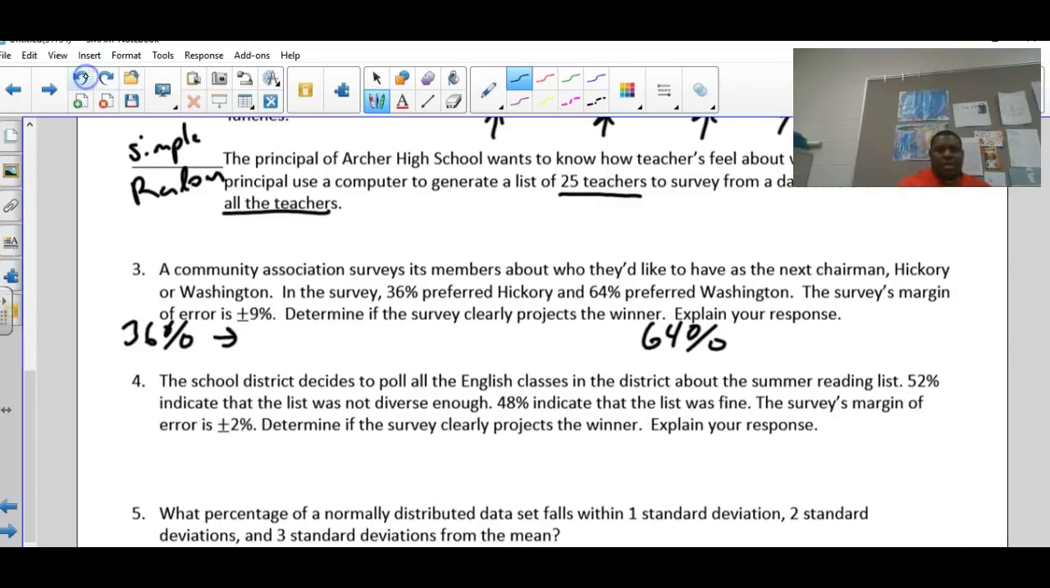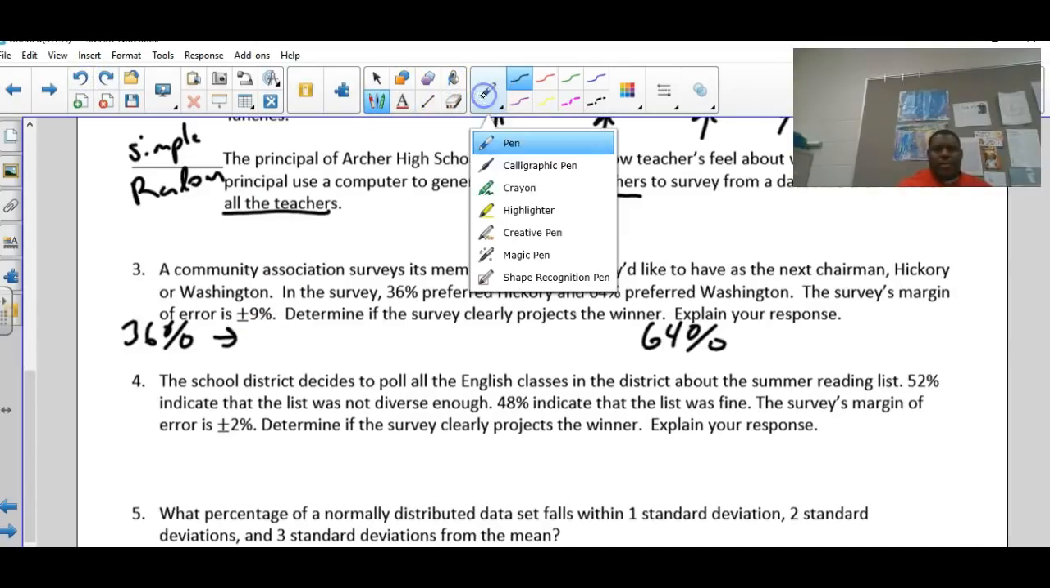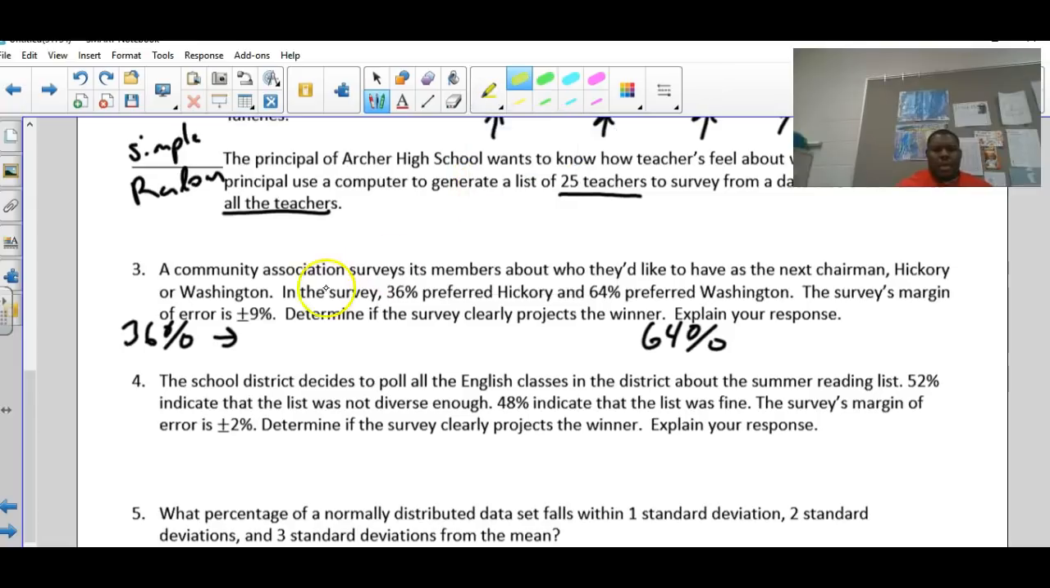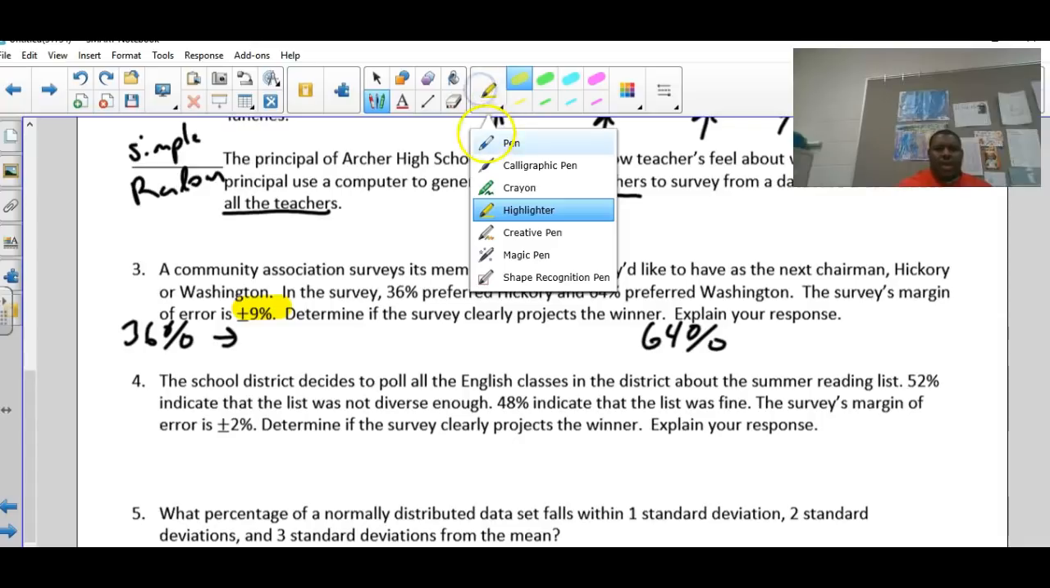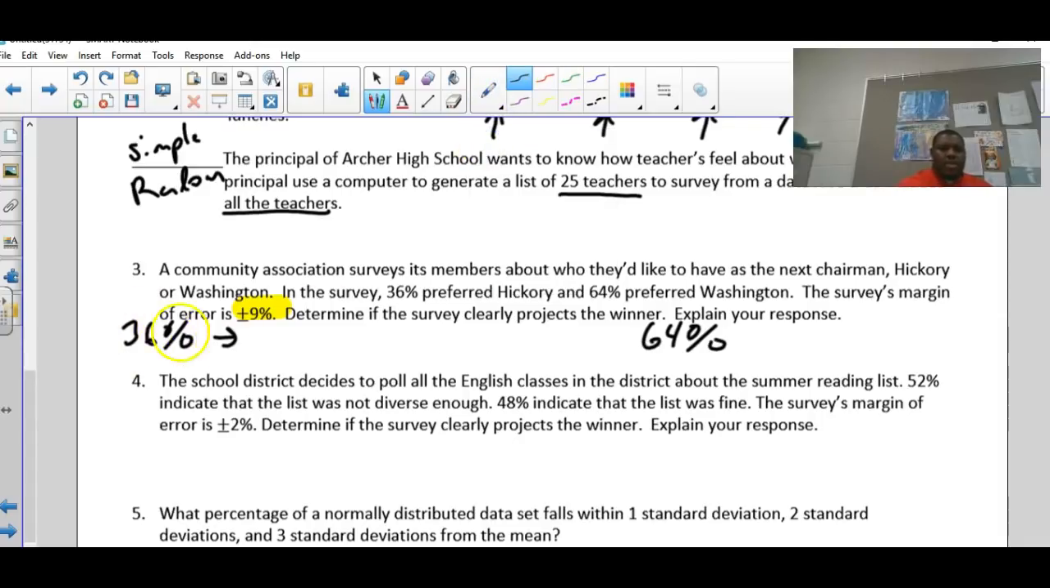Let me use a highlighter. There we go, plus or minus 9. So here we go, let's find the interval. We're going to take 36 and subtract 9. 36 minus 9 is 27. Then we add 9, and 36 plus 9 is 45. So this is his interval. Make sure you do the intervals, guys.